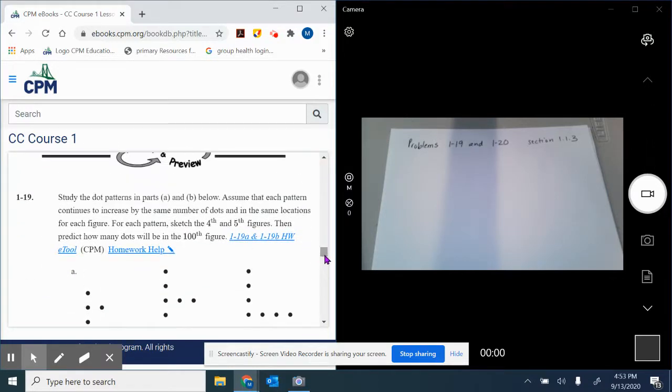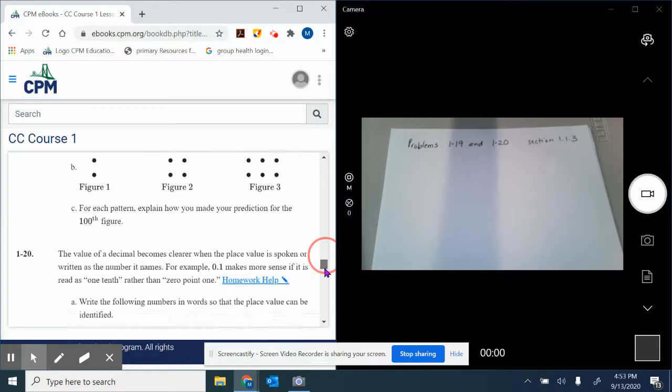Which is right here. It says study the dot patterns in parts A and B below. Assume that each pattern continues to increase by the same number of dots and in the same locations for each figure. For each pattern, sketch the fourth and fifth figures, then predict how many dots will be in the 100th figure. So we've got a couple things that we can use for this.